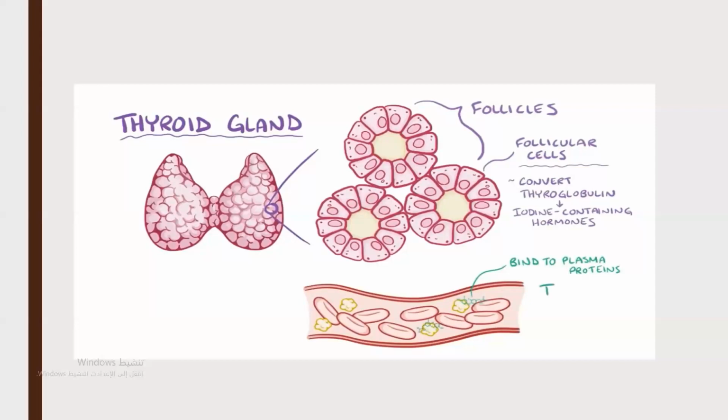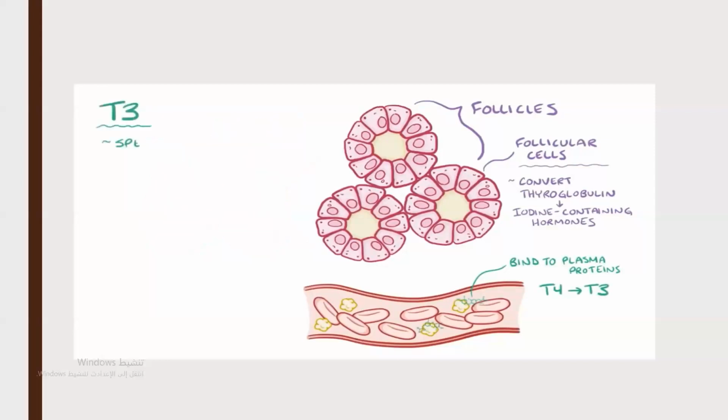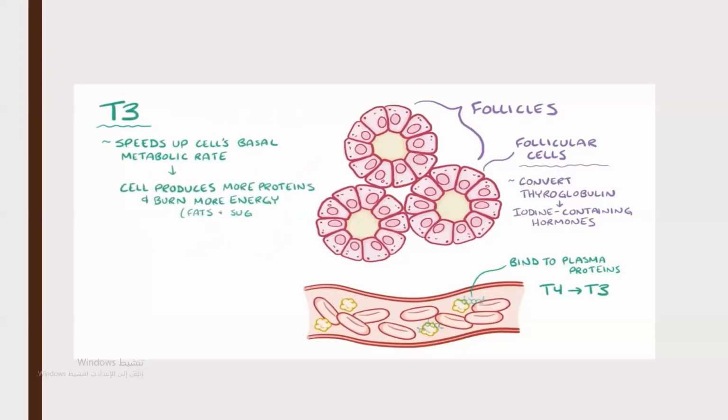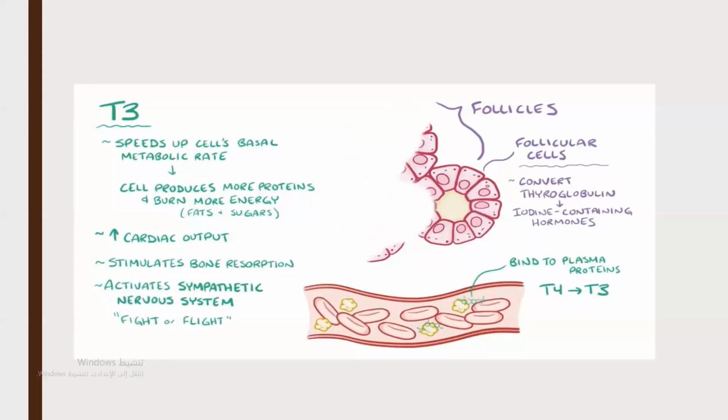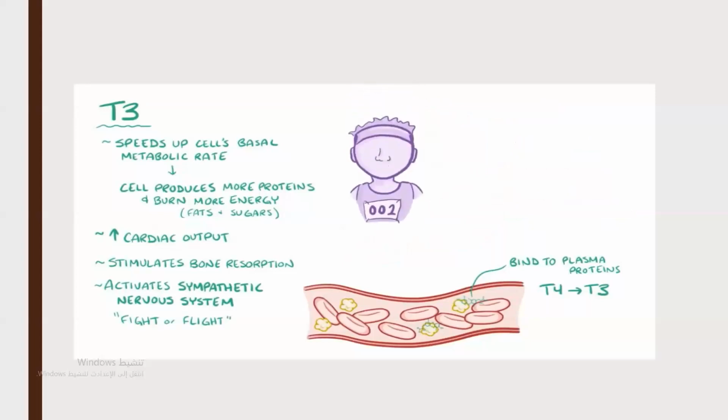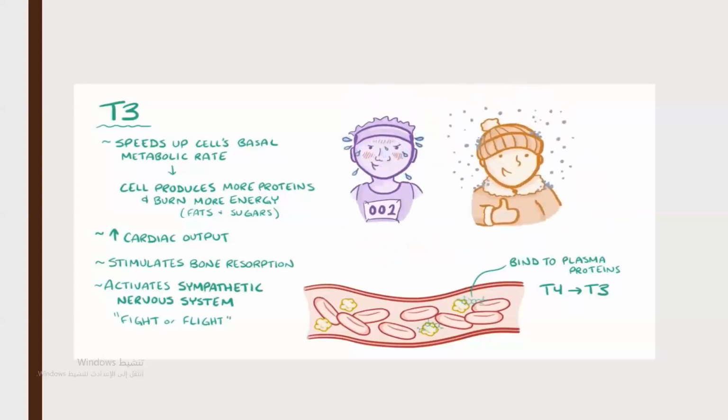Once inside the cell, T4 is mostly converted to T3, where it can exert its effect. T3 speeds up the cell's basal metabolic rate. So as an example, the cell might produce more proteins and burn up more energy in the form of sugars and fats. It's as if the cells are in a bit of a frenzy. T3 increases cardiac output, stimulates bone resorption, thinning out the bones, and activates the sympathetic nervous system, the part of the nervous system responsible for our fight or flight response. Thyroid hormone is important, and the occasional increase can be really useful when you need a boost to get through the final rounds of a sporting competition, or when you're trying to stay warm during a snowstorm.